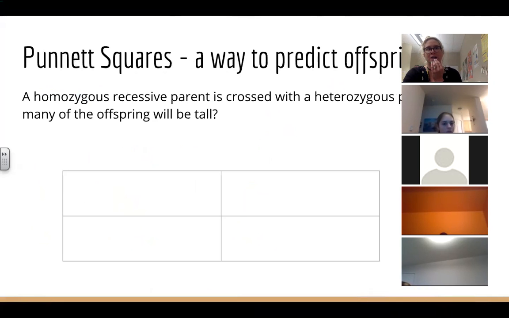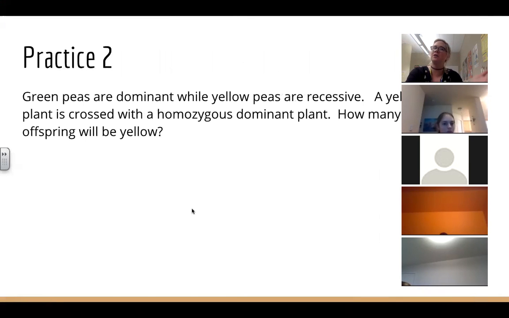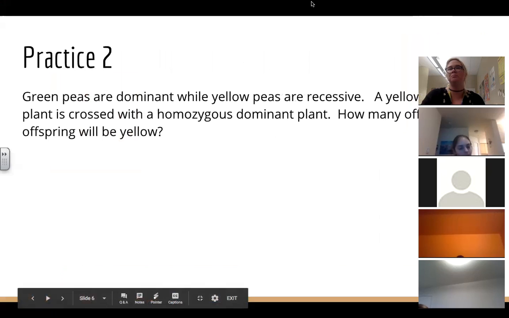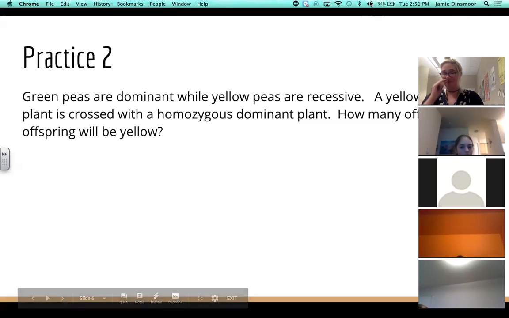Next slide here is another practice question, but you're going to do this one by yourself. So green peas are dominant while yellow peas are recessive. A yellow pea-filled plant is crossed with a homozygous dominant plant. How many of the offspring will be yellow? All right, so I'm going to give you 2 minutes right now.